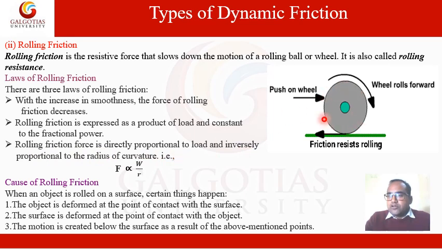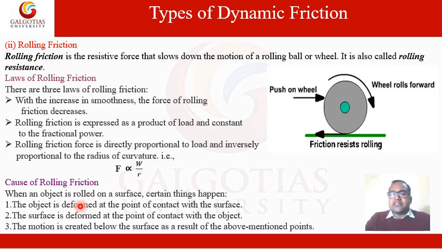Now what is the load? Load is in this one. This is the total weight of the ball, and the radius of this roll, or we can say the round shape body. This force is directly proportional to the weight, or we can say the load, and inversely proportional to the radius of the curvature.